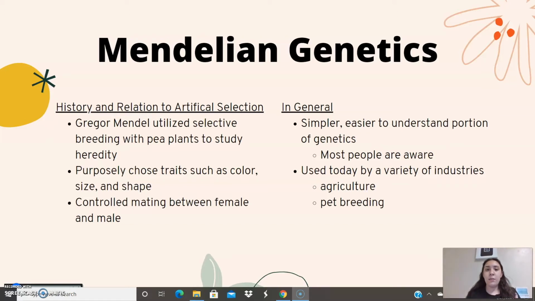Generally speaking, Mendelian genetics is the portion that most people are aware of and think about when genetics is talked about. And today we can really see Mendelian genetics being used in artificial selection in a variety of industries, such as agriculture and especially in pet breeding.